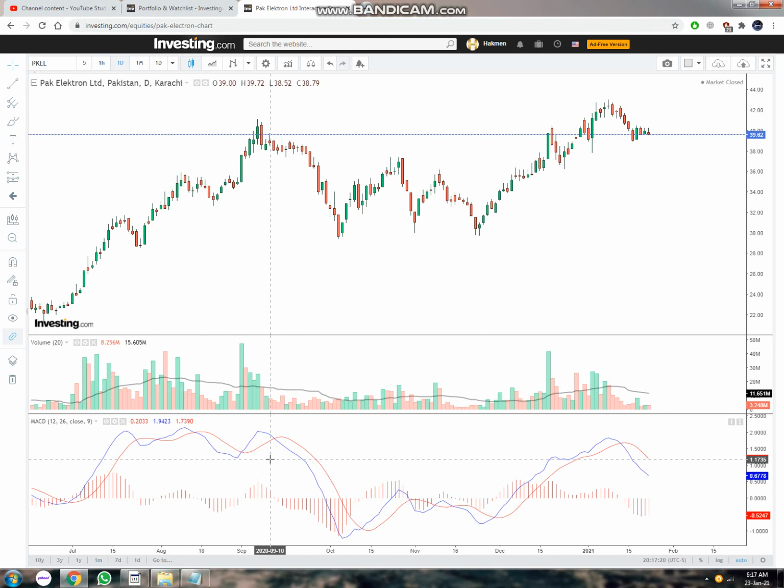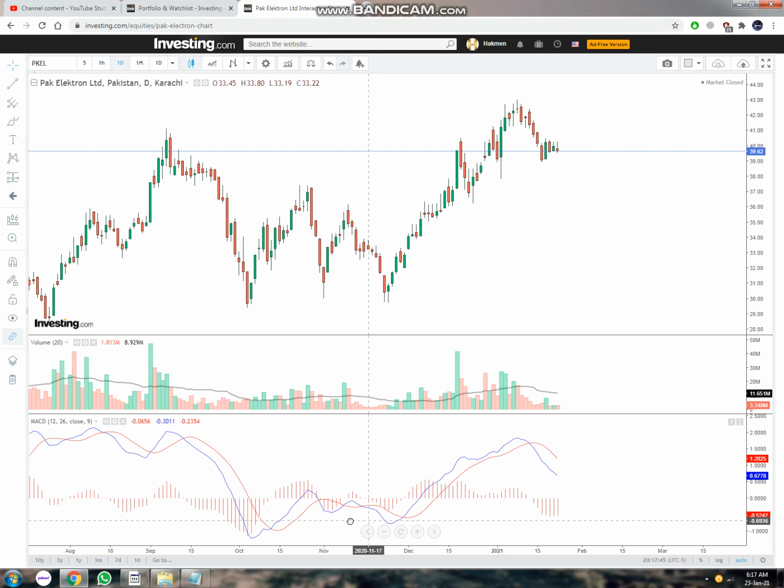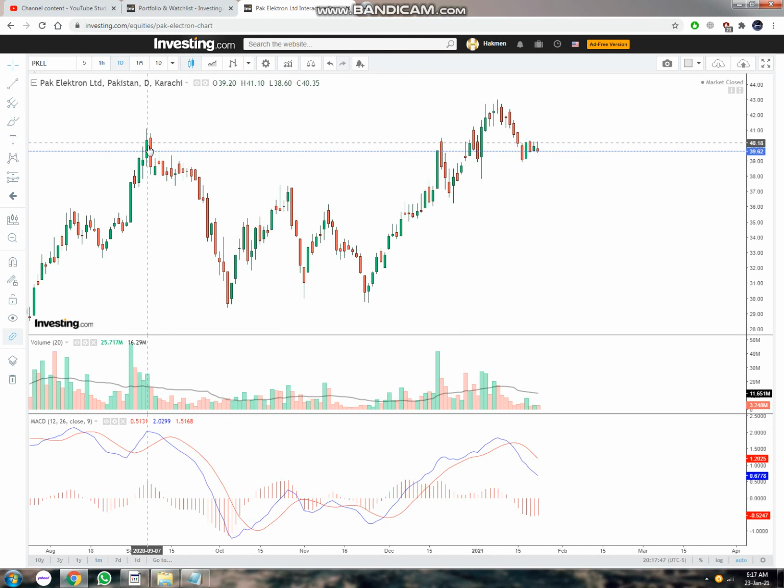If it forms above the center of the histogram, then this means that the blue line will be trading above the red line, or will cross the red line and will be traded above it. So in this case, as you can see, you can take a clear look at it at these areas.